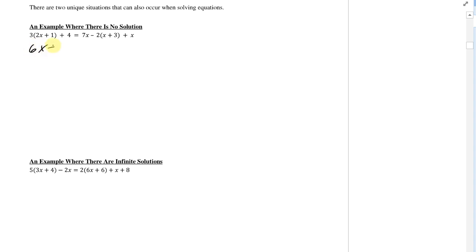Okay, so for this first one, I'm going to go ahead and distribute. So I get 6x plus 3 plus 4 equals 7x minus 2x minus 6 plus x. And if I add my like terms on the left side, I get 6x plus 7. And if I add my like terms up on the right side, I have 7x minus 2x is 5x plus another x, that's going to be 6x. So this becomes 6x plus 7 equals 6x minus 6.